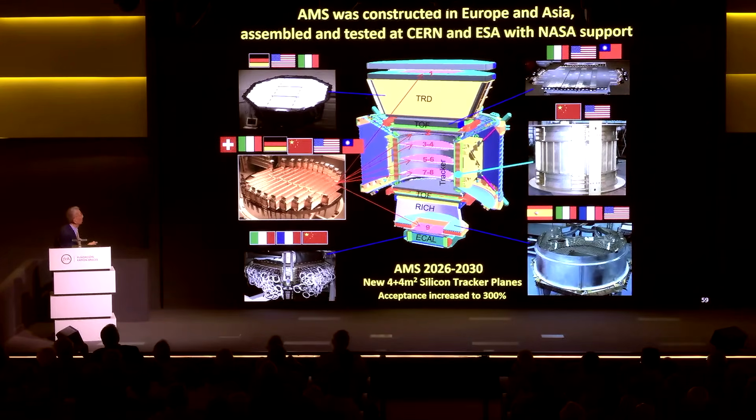So this was constructed in Europe and Asia, assembled and tested at CERN, ESA, with NASA support. There is one layer of detector, another layer of detector, another layer of detector, and the Spanish made a major contribution to this detector. And the magnet was designed at MIT and manufactured in China. And then there are the time of flight counters. It's manufactured in China because the best permanent magnet material comes from Inner Mongolia, which is still part of China.